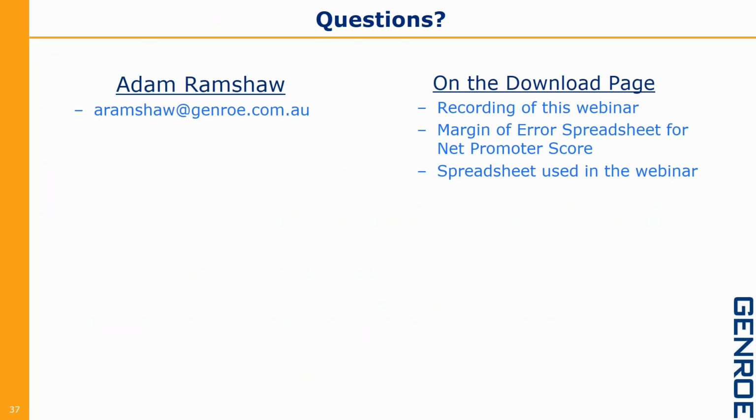Now, on to questions. So I've actually realized I'm probably just around about 5 or 7 minutes longer than I expected to. I will say that on the download page, there is a recording of this webinar. There will be the margin of error spreadsheet for Net Promoter Score, so you can grab that. And there'll also be the spreadsheet I use in the webinar, so you can just grab it and copy the formulas and those sorts of things. What I tried to do really hard today was narrow down the statistical things you had to do to a limited set that makes sense for customer survey analysis, and essentially give you those tools really quickly and really easily to do. So are there any questions?